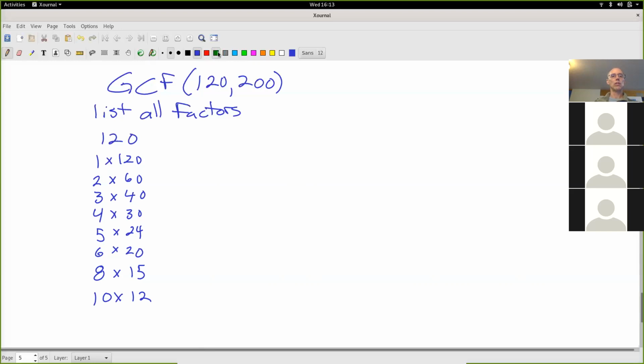And let's use a different color for 200. 1 times 200, and again, a calculator comes in handy. Sometimes I might move through this a little fast because I'm unfortunately too used to it. So feel free to say, yo, slow down, Parker.